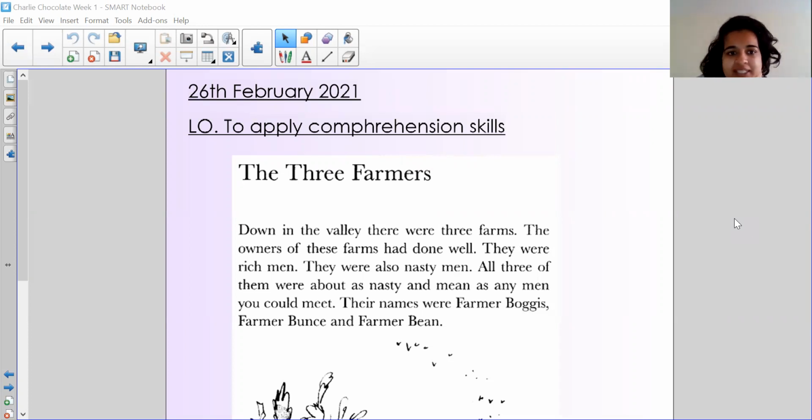Okay, on Friday, we apply our comprehension skills to a completely different text. I thought it might be a good idea if we explored another one of Roald Dahl's texts and we go over the story called Fantastic Mr. Fox. Obviously, it is an application lesson today, so I'm not going to go over the entire story with you, just a few pages, and then you will have to answer the questions.